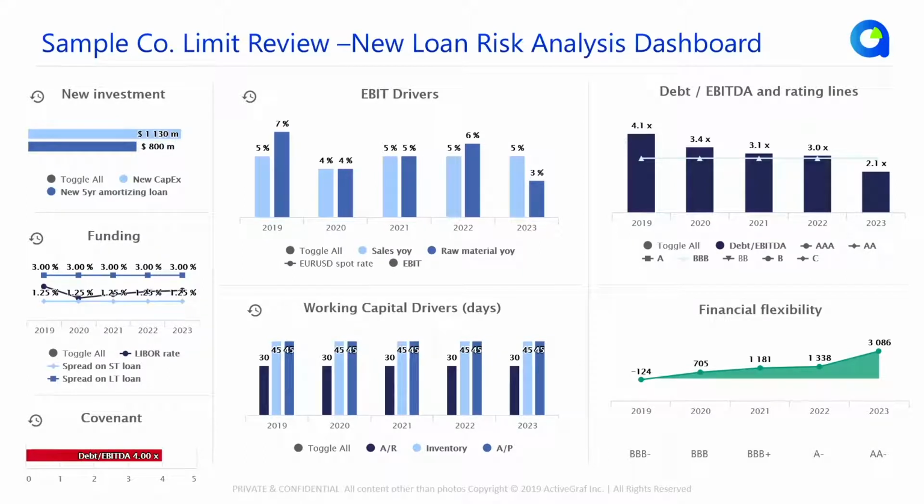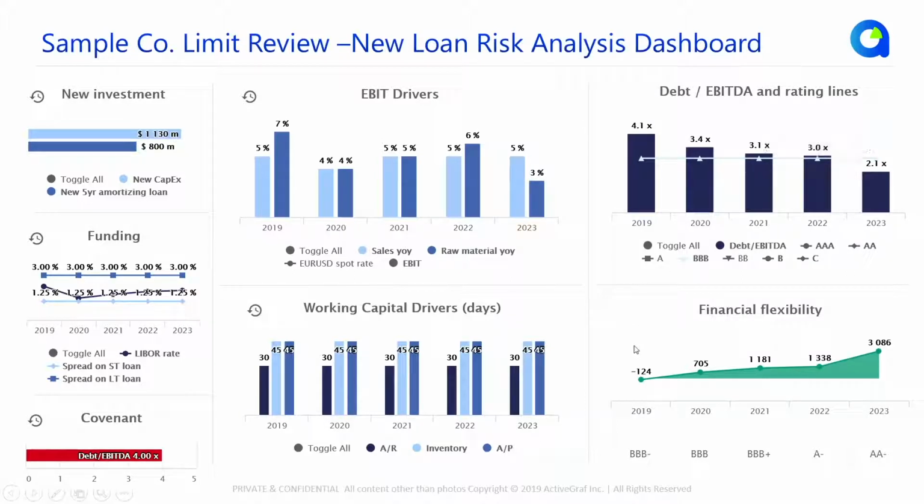As you can see, this dashboard shows this fictive company Sample Co. in a limit review format that is very similar to any you would see in a commercial or corporate bank. Here we have the CapEx amount, the amount funded in debt, and the loan amount, therefore. Loan parameters in terms of spread, key covenants, EBIT drivers, working capital drivers. Debt to EBITDA is the key covenant. I just chose that one, with various rating levels shown and the actual performance of the company.